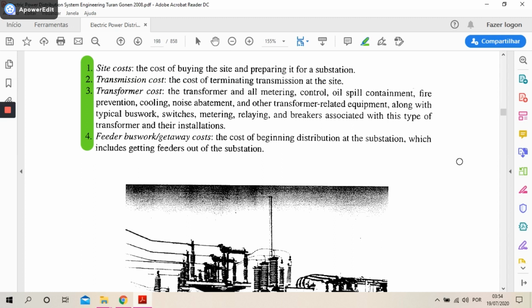Site costs, the cost of buying the site and preparing it for a substation. Transmission cost, the cost of terminating transmission at the site. Transformer cost, the transformer and all metering, control, oil spill containment, fire prevention, cooling, noise abatement, and other transformer-related equipment, along with typical bus work, switches, metering, relaying, and breakers associated with this type of transformer and their installations.